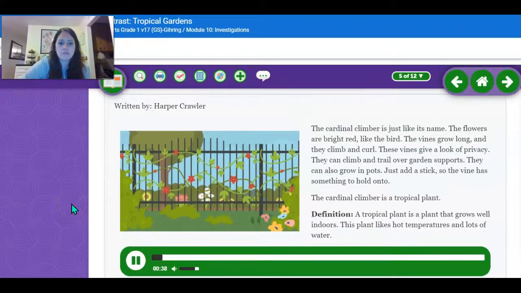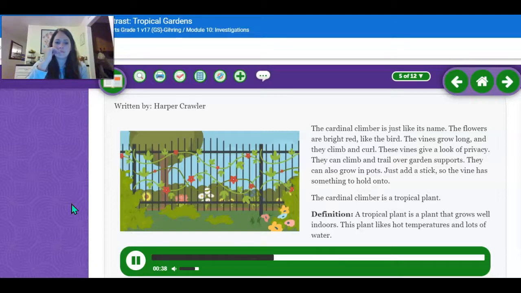The Cardinal Climber, written by Harper Crawler. The Cardinal Climber is just like its name. The flowers are bright red, like the bird. The vines grow long and they climb and curl. These vines give a look of privacy. They can climb and trail over garden supports. They can also grow in pots. Just add a stick so the vine has something to hold on to.